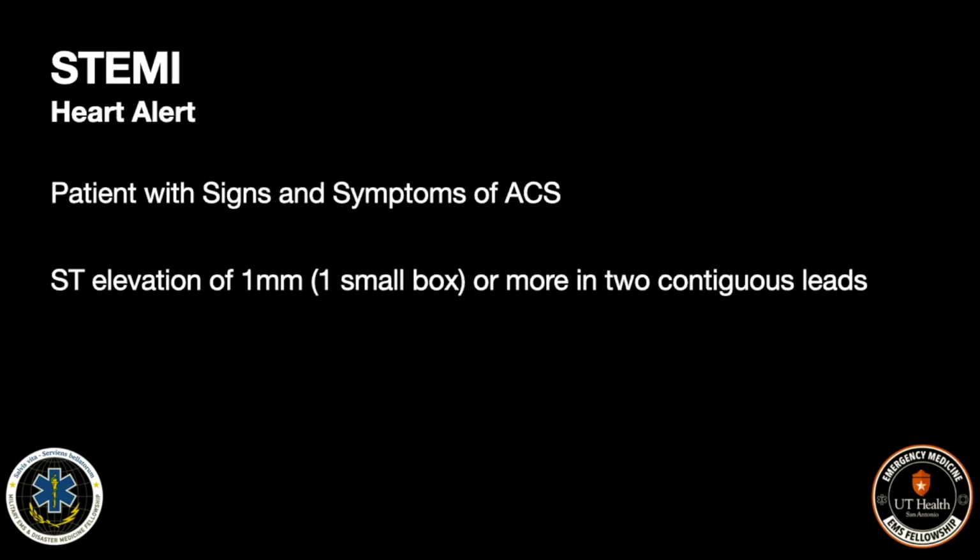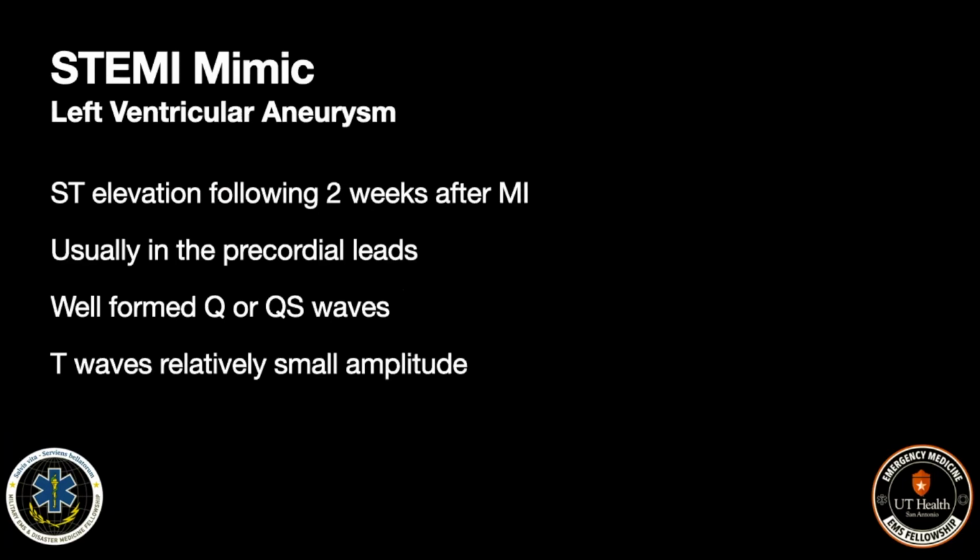Remember our STEMI criteria for a heart alert. The patient needs to have signs and symptoms of ACS, or acute coronary syndrome. This patient had some chest pain that was concerning to him. And then we want to look for ST elevation of at least 1 millimeter, or one small box, with the J point looking away from the baseline, in 2 or more contiguous leads. And what's interesting about this case was this is actually a STEMI mimic. This was a left ventricular aneurysm.